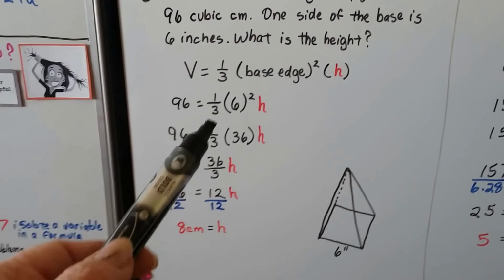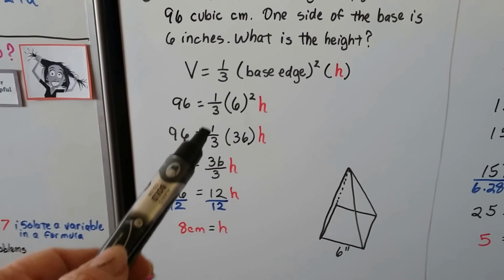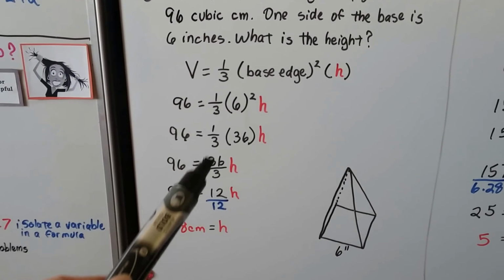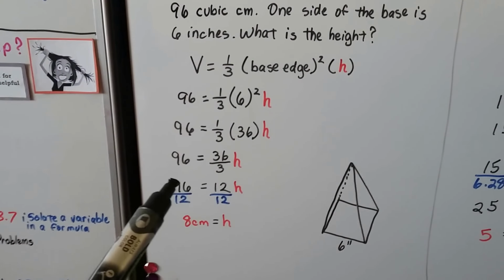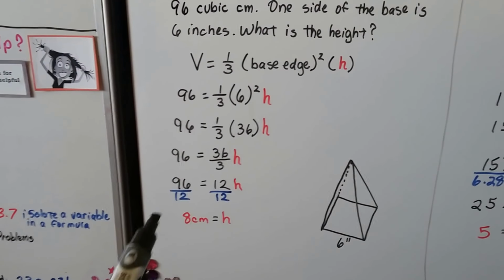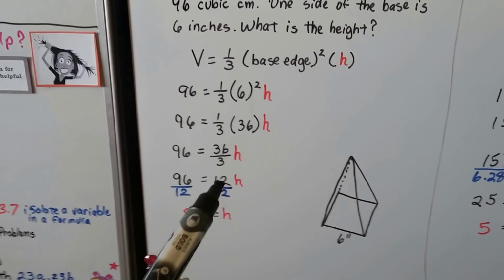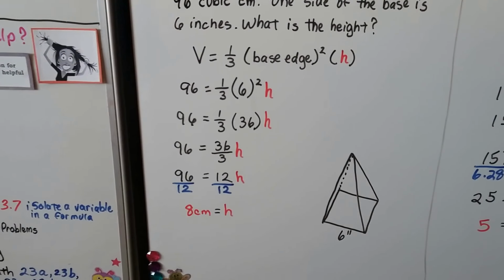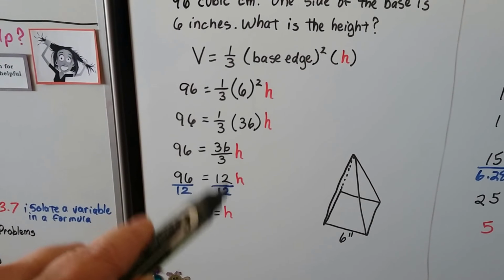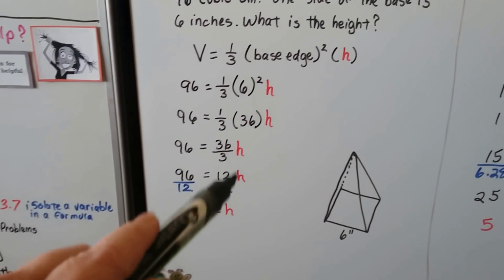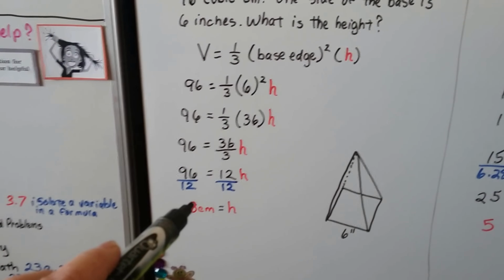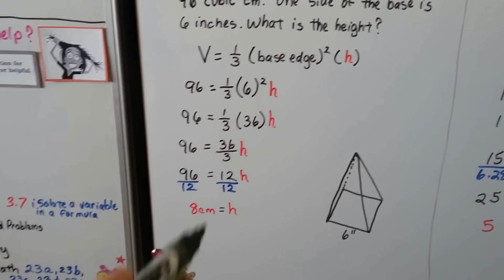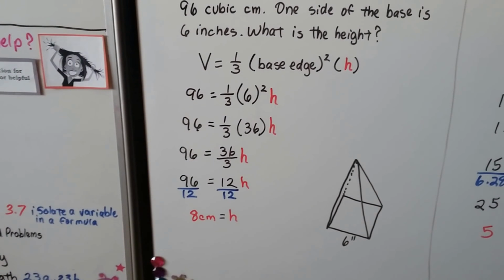This is a unit fraction with a 1 as a numerator, so we could just divide 36 by 3 to get the answer, and that's going to give us a 12. Now we have 96 equals 12h. We divide both sides of the equation by this 12 to get that h by itself, and it makes a giant 1, doesn't it? Same numerator and denominator, so we have 1h on this side, and 96 divided by 12 is 8 on this side, so we know it's 8 centimeters high. See?